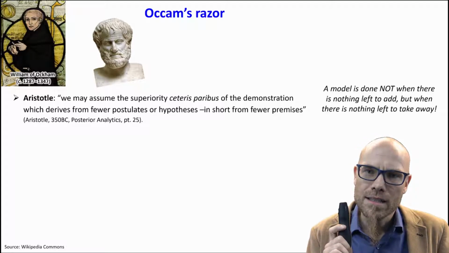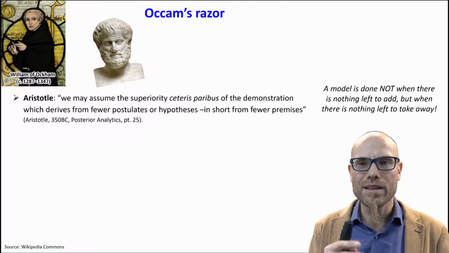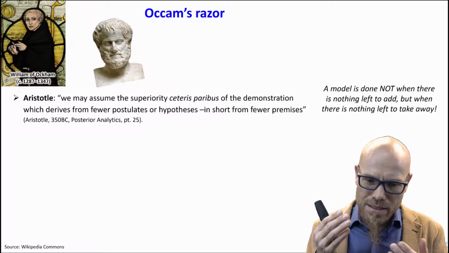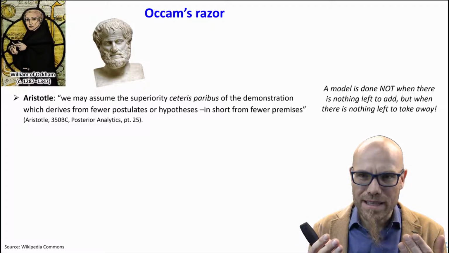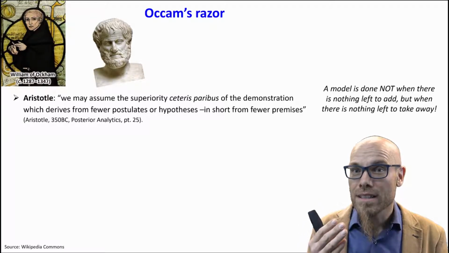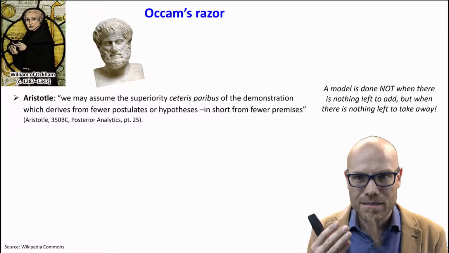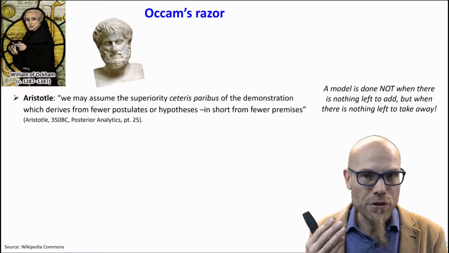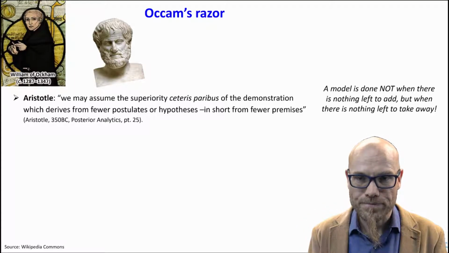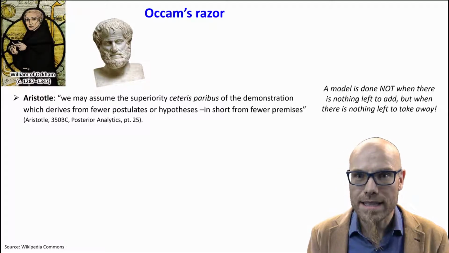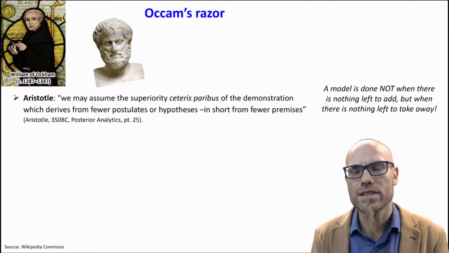So he said, ceteris paribus, that's Latin meaning all other things being equal, if you have two models and they both explain the same thing or predict the same thing, then the one with fewer premises, postulates, fewer variables, fewer rules, that's more likely to be true. And that's something you can really say. The minimum description length principle actually formalized this idea information theoretically.